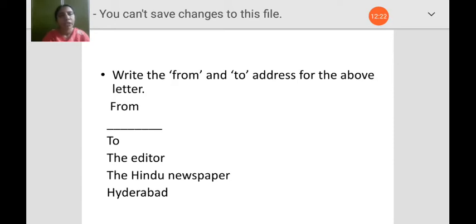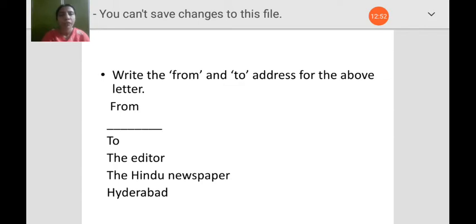Okay, after writing your from address, we are writing the to address. Here, as the address is already there, I have written it for you. To the Editor, The Hindu newspaper, because it is given like that in the question itself. If it is not given in the question, you can write the name of any newspaper. And next is Hyderabad.